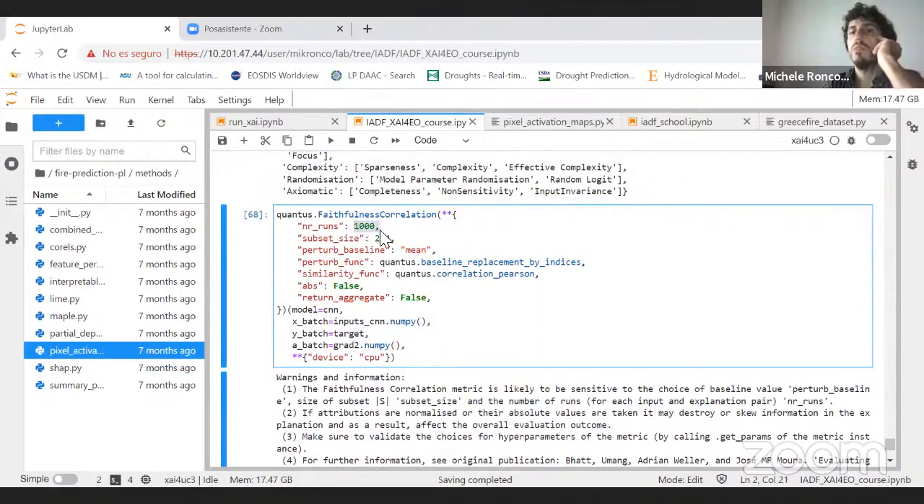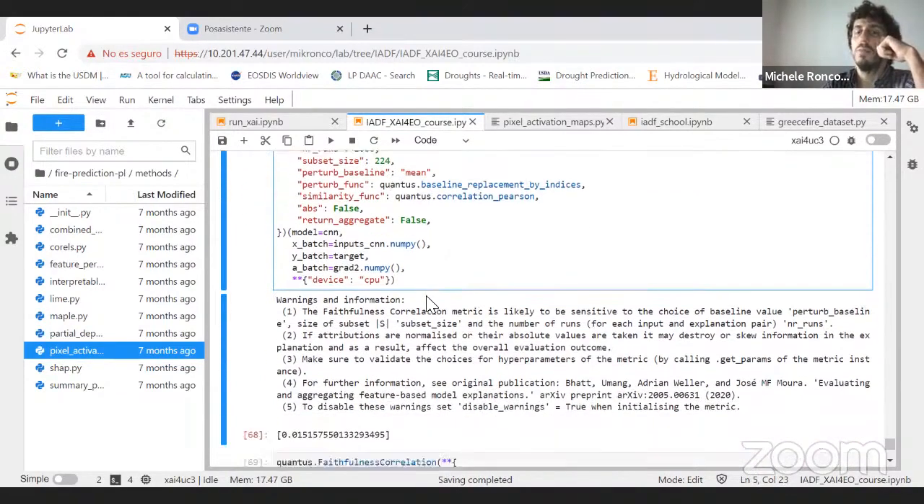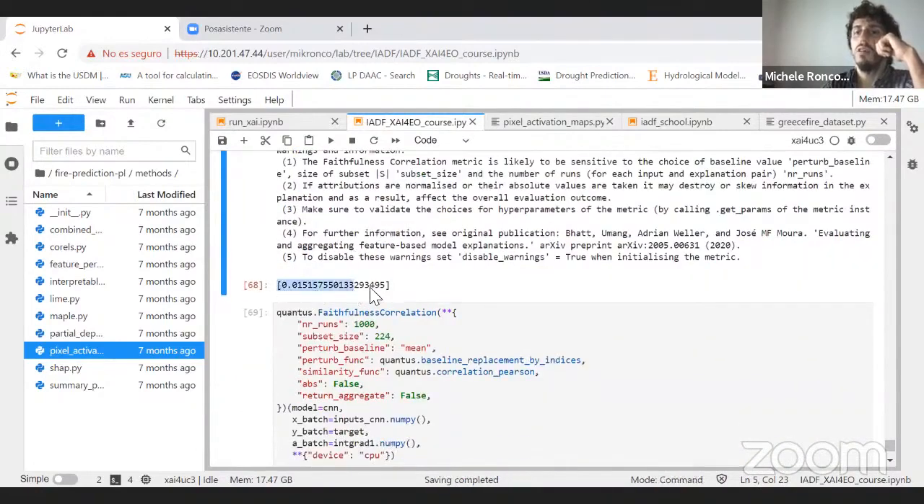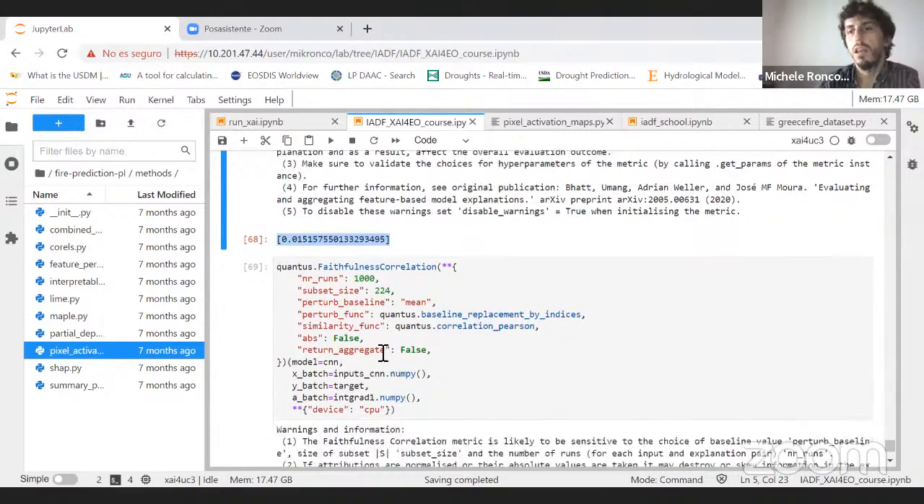So you have to specify also a number of runs, because it depends how many iterations it has to do, for instance, how many pixels has to answer, and so forth. And here we find a very low faithfulness score. So it seems that in the case of the CNN, the gradients, which it has calculated on average, have a low faithfulness, which means that there is a low correlation between the score of importances and how the output of the CNN changes when we make perturbations.